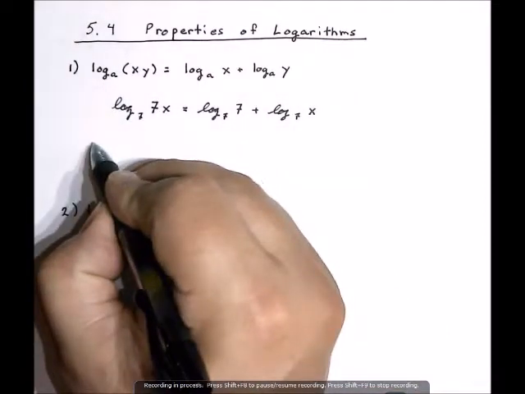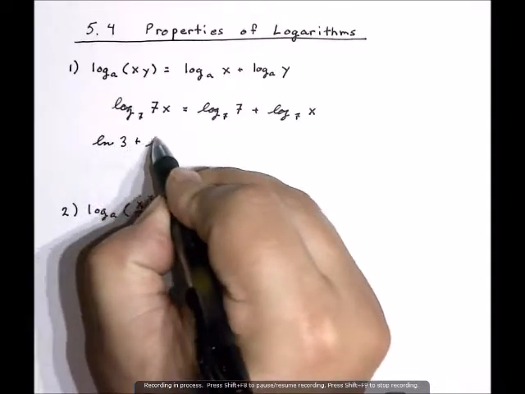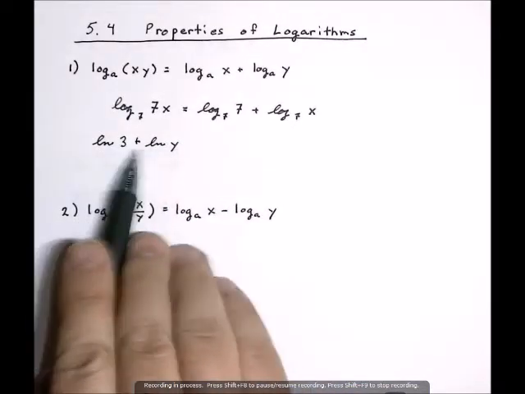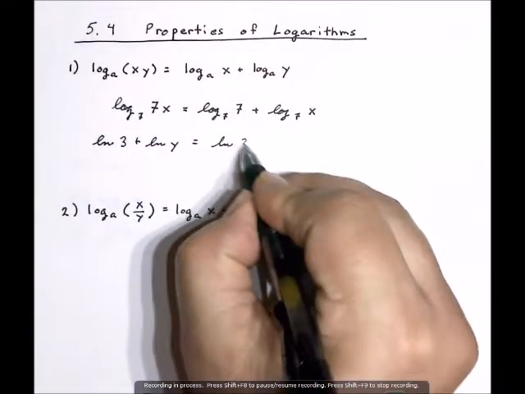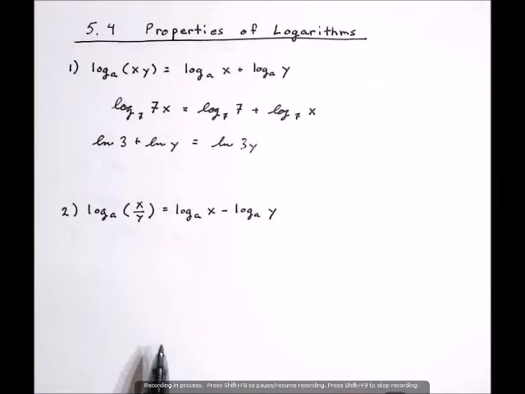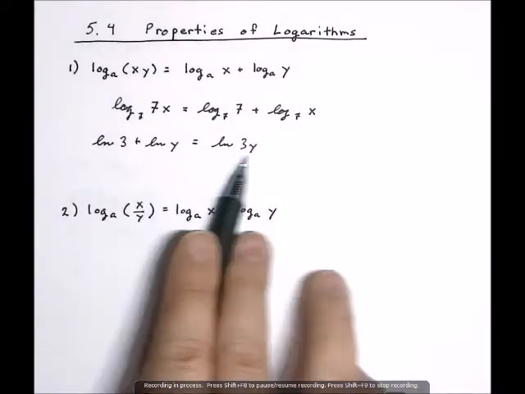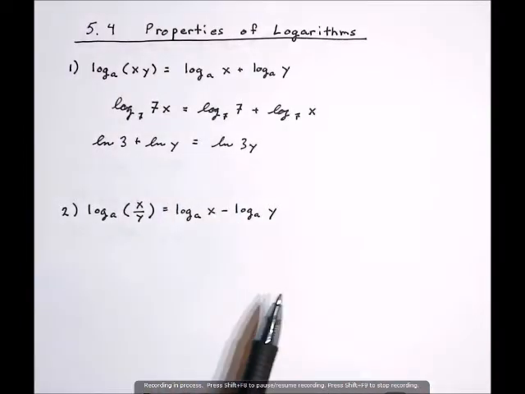So suppose I had the natural log of 3 plus the natural log of y. I could combine those two into the natural log of 3y. So multiplications and additions, you can go back and forth between them with logarithms.